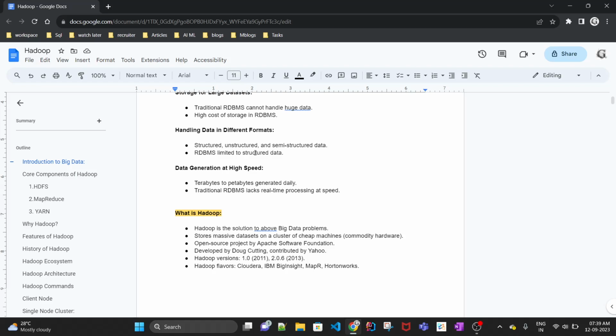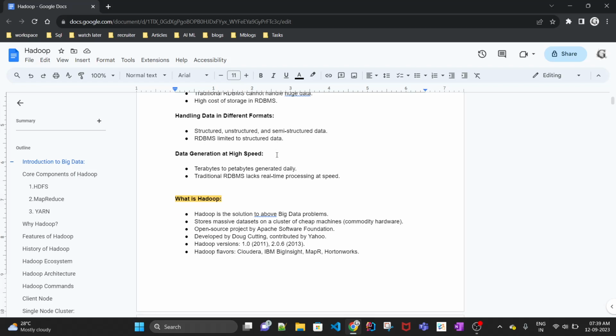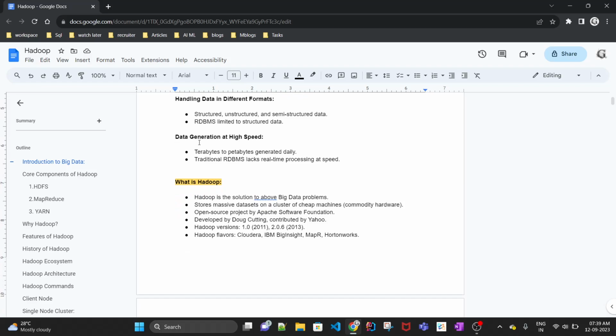We know that RDBMS basically supports structured and a few semi-structured formats, but in the field of data we have many different formats. Many organizations produce unstructured data, and RDBMS cannot handle such data.